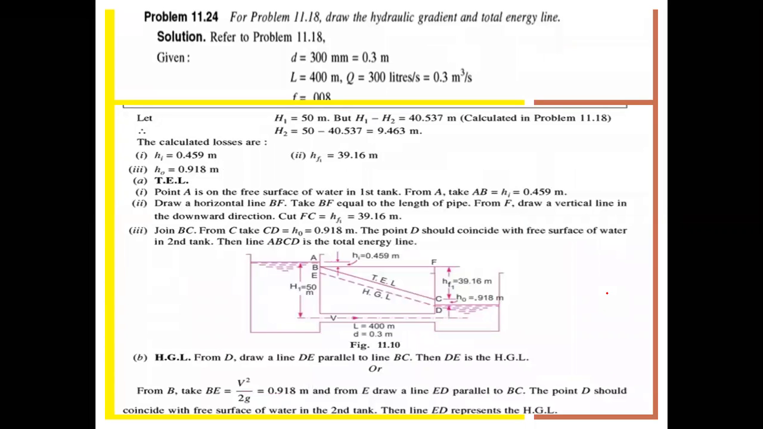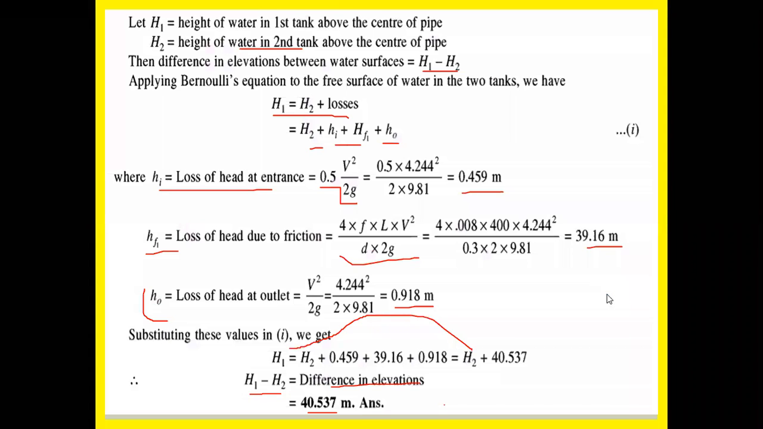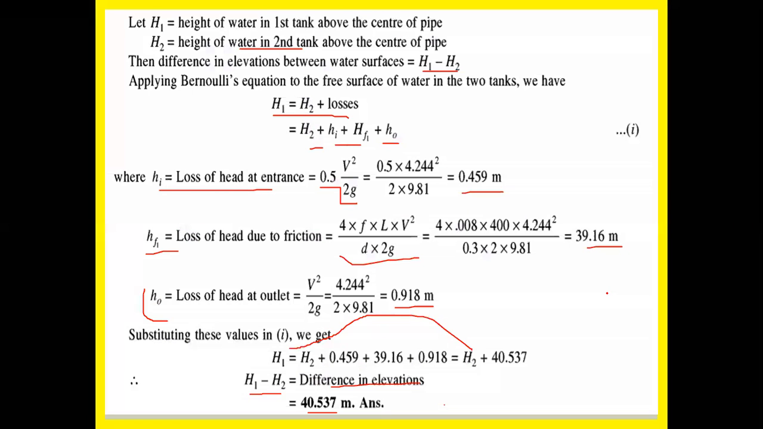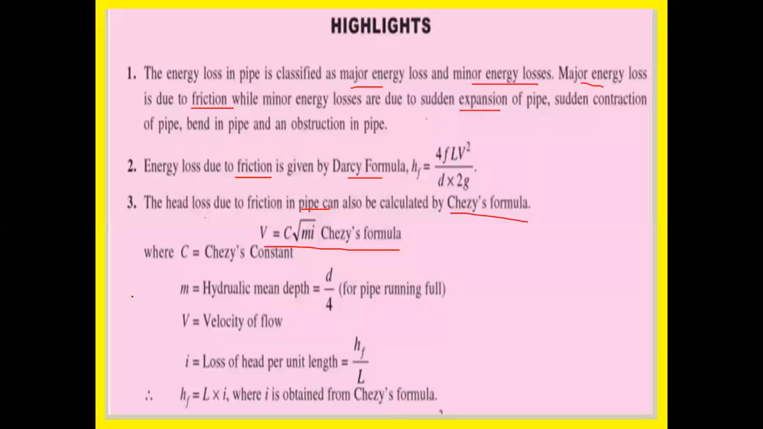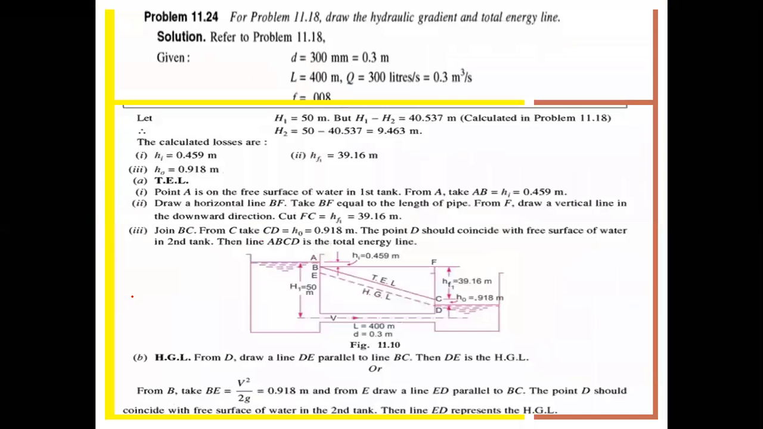Next problem. From problem 11.18, draw HGL and TEL. Okay, same. See this 11.8, same figure, same data. We have already taken the values from this, HF, H0, HI, all are there, right? See these values, all these values are already done. As an extension, if the question asks for the HGL line, it is just an extension: draw the line, take the same figure. Same figure as in the 18th problem. Referring to this data, D is given, L is given, F is given, H1 we have done, H2 and so on. We did all this above. The calculated losses, HI already done, HO done, HF1 already done.